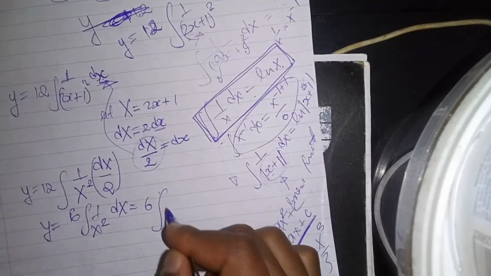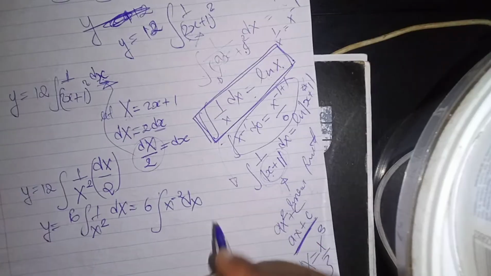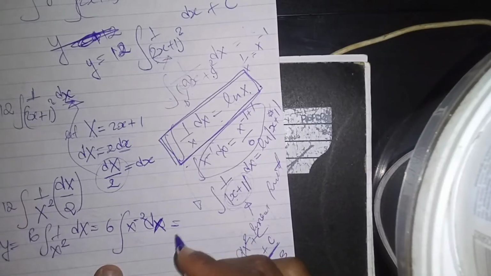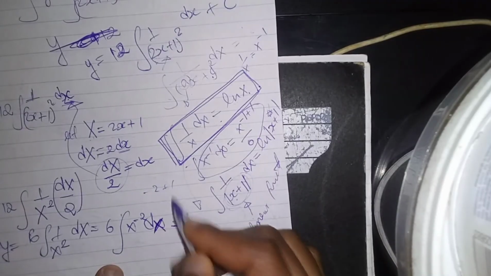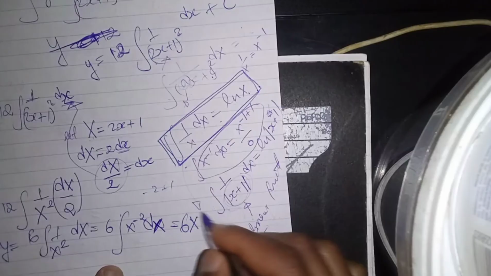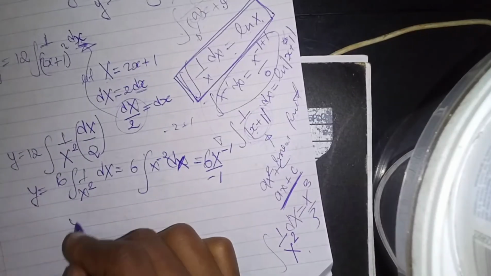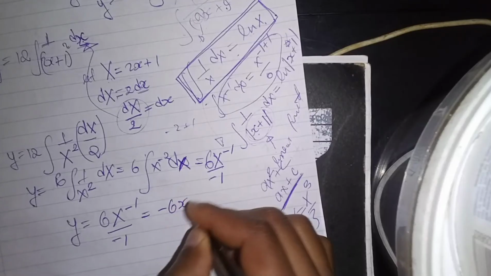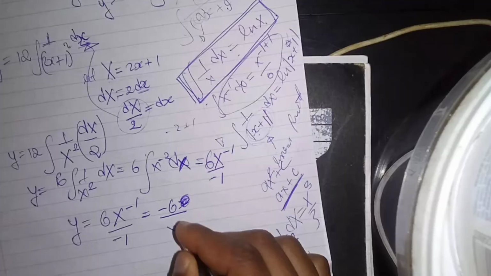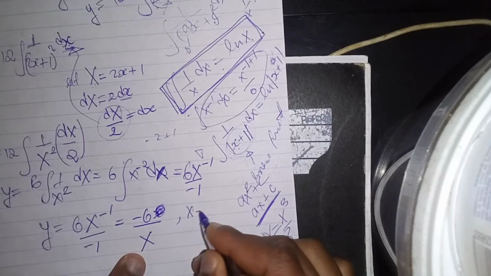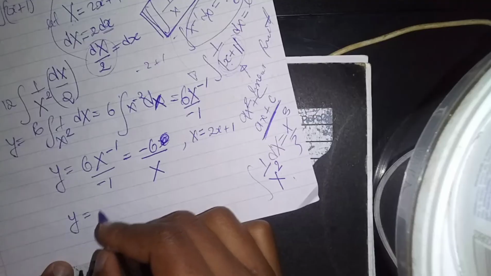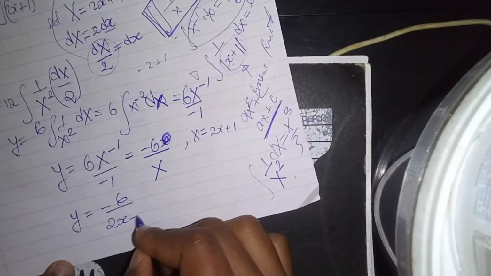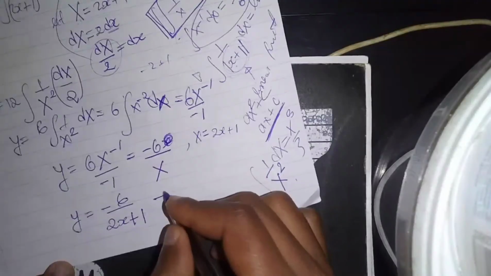So now you can write this like this. Now this is 6 times, so 2 plus 1 is -1, so -1 divided by -1. So y is equal to 6, and remember, this is a big X, so it is 6 over X. Remember that X is 2x plus 1, so you need to substitute it back. So this would be -6 over 2x plus 1. Remember, plus a constant.